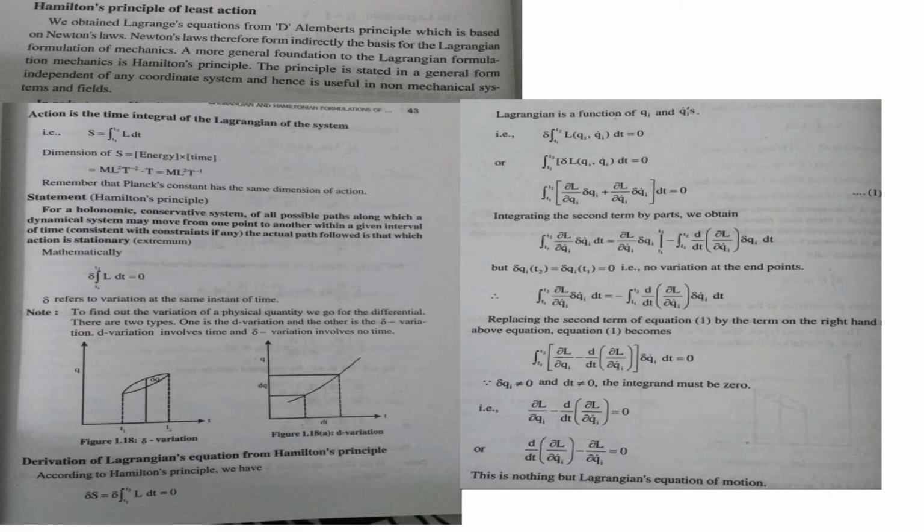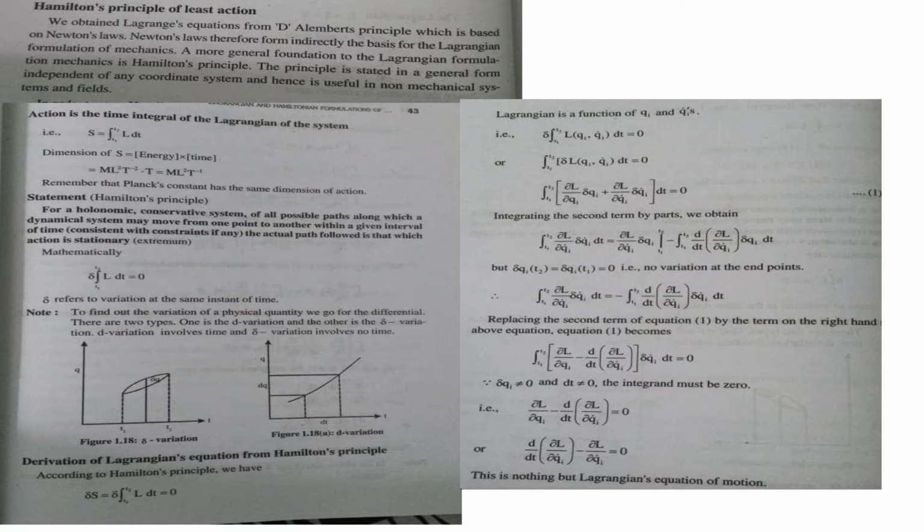Okay, so we can state it like this: for a holonomic conservative system, of all possible paths along which a dynamical system may move from one point to another within the given interval of time, the actual path followed is that for which the action is stationary or extremum. At an extremum the variation is zero. That is why delta integral t1 to t2 of L dt is equal to 0. This is the mathematical statement of the principle of least action: delta integral t1 to t2 of L dt equals 0.